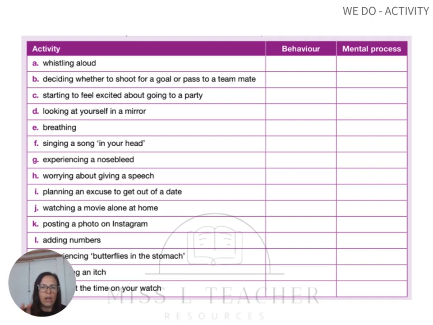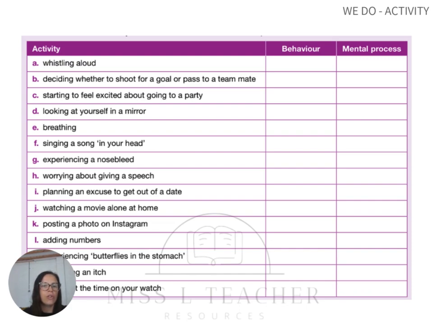All right, so this is a quick small activity that we're going to do together, just to make sure that you understand the difference between a behavior, something that can be seen, something that can be observed, and a mental process, anything that's happening inside of your brain that can't be seen. We're going to do the first few together, and then I'll give you a chance to have a think about the bottom ones before I go through the answers. The first one is whistling out loud. Whistling, is that something that you can see? The answer is yes. That is going to be a behavior because we can see that happening.